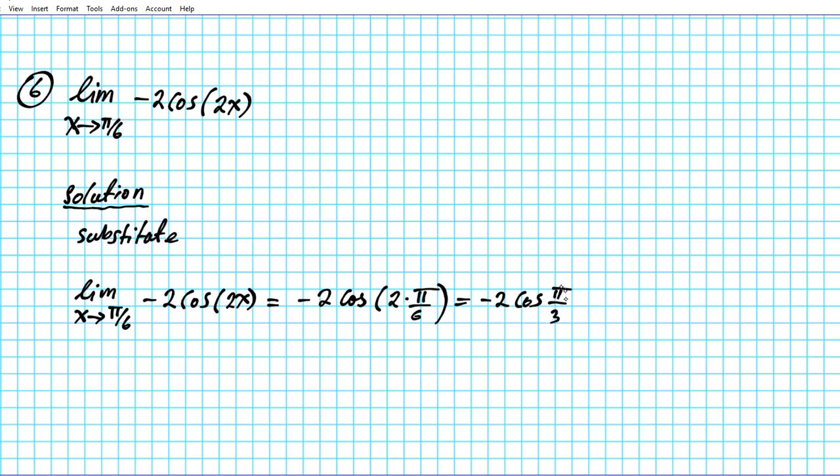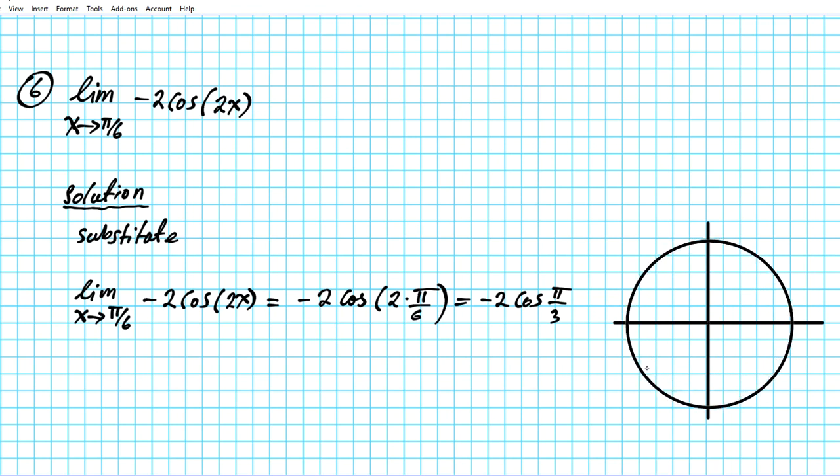This is not a multiple of pi over 2, so I don't recommend using the graph here. The unit circle will be a better option to evaluate this. Or some of you already have it memorized and you already know what that is, which is excellent. Let's just assume that we don't know what this is, so let's go ahead and graph it on the unit circle.